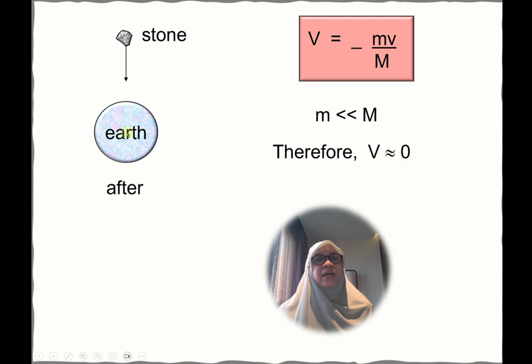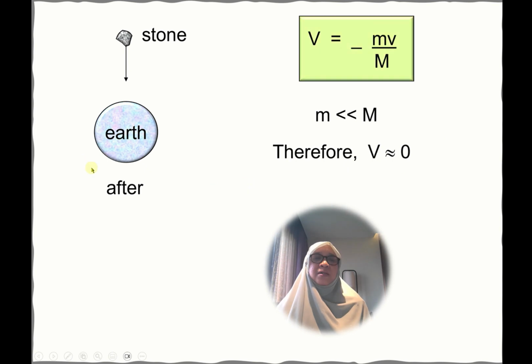So there is nothing happening to the earth actually. So the velocity of the earth remains 0, because the stone is very small. When it hits the earth, it doesn't have any effect on the earth. The earth doesn't move at all. So the velocity of the earth is 0.